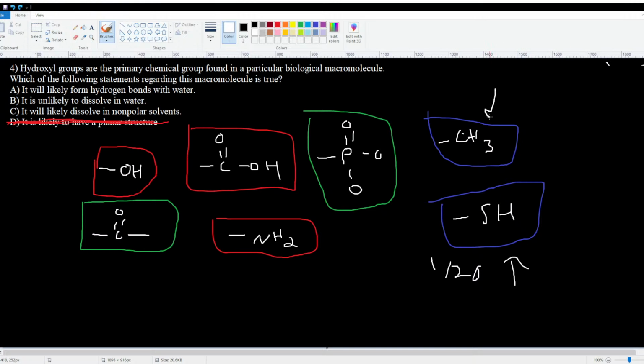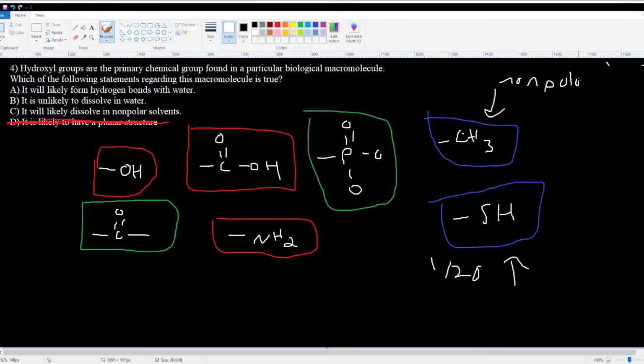How about methyl? Methyl is important, yes, but methyl doesn't really apply to any molecules or macromolecules that we observe in this class. But one thing that's important to note about a methyl group is that it's comprised of C and H. And what is C and H? That's a hydrocarbon. And what is a hydrocarbon? That's nonpolar, right?